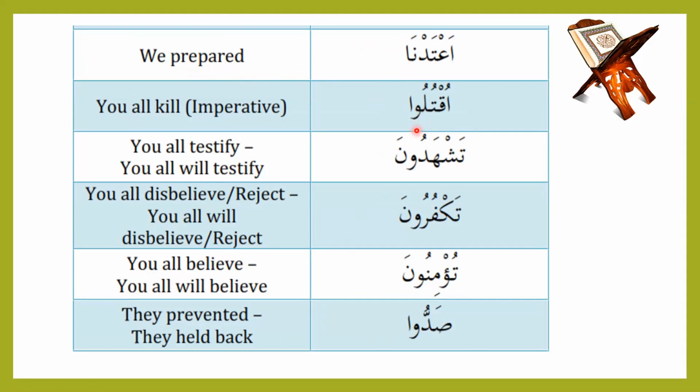Uqtulu is imperative, is an instruction order. You all kill. Tashhaduna is a sigha number 9 of fi'l mudari. You all testify, you all will testify. Takfurun, sigha number 9 of fi'l mudari. You all disbelieve, you reject. You all will disbelieve, reject.